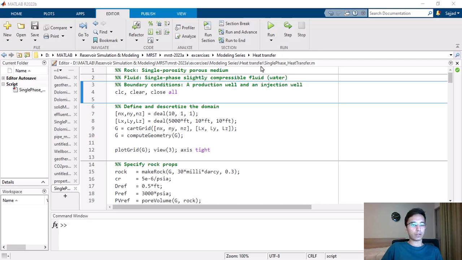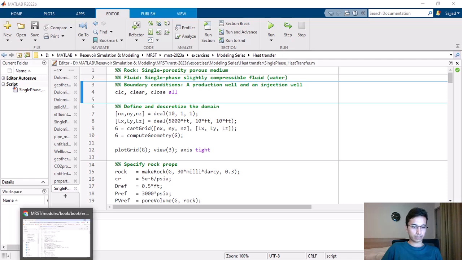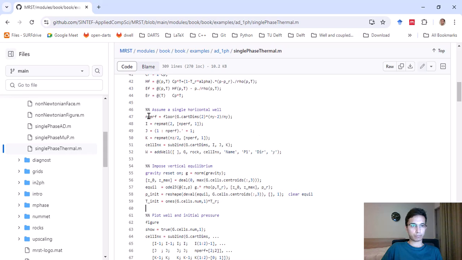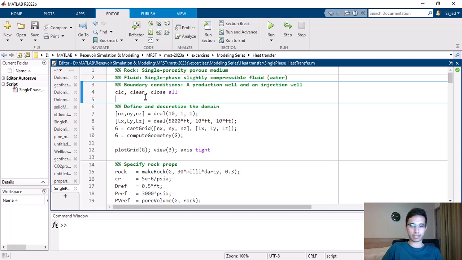For this video I used a particular script in MRST, which is already available for you on this website or in the package of MRST, and it is in the book module, which is here. So you can use it and change it in any way that you want. Of course, I have changed it a little bit to make sure that it is going to be easily understandable for you.